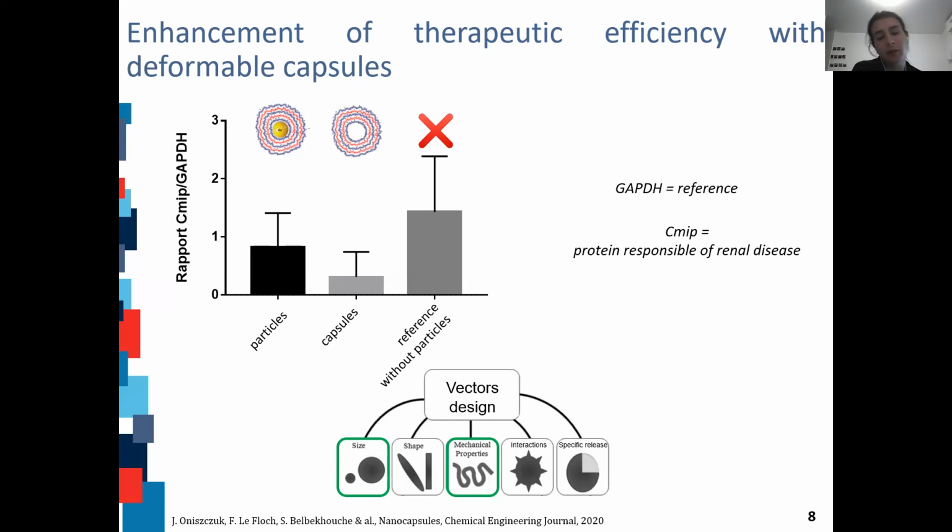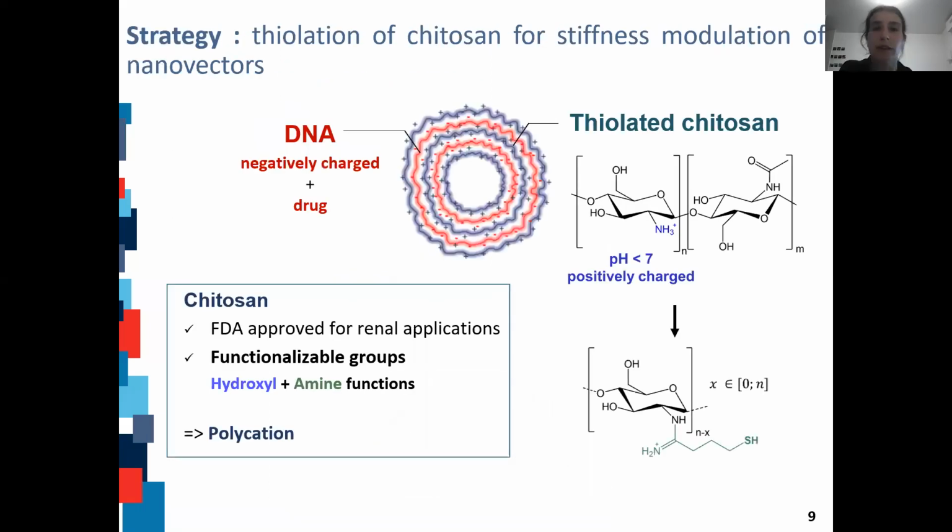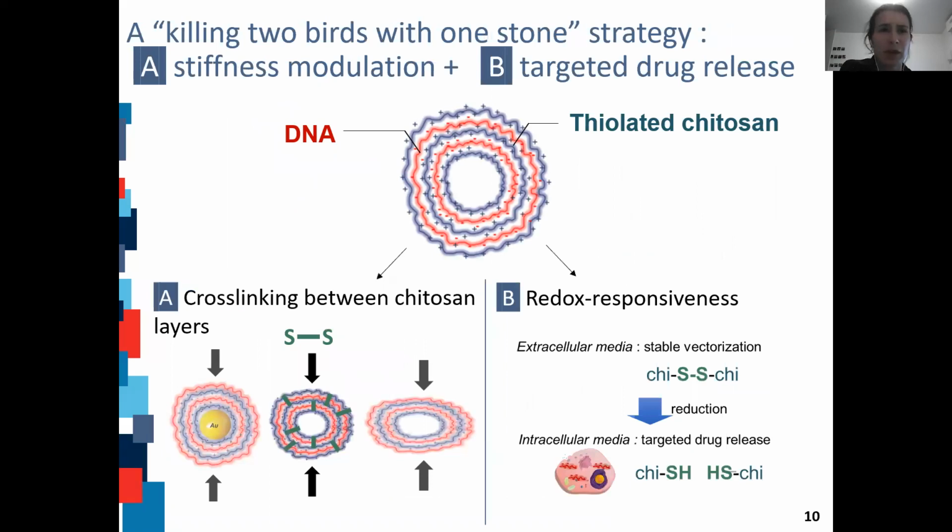So we could prove that the mechanical properties have an influence on the cell's uptake, but we wanted to go further and control the mechanical properties in a more precise way. Therefore, we took exactly the same strategy as before, but this time we modified the chitosan by thiol chemistry. Why thiol chemistry? It's because it allows us to kill two birds with one stone. I don't know if that's the right expression in English, but what I mean is that we could play on two parameters at the same time.